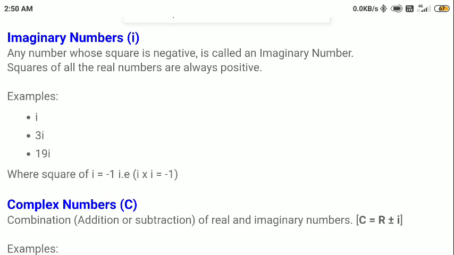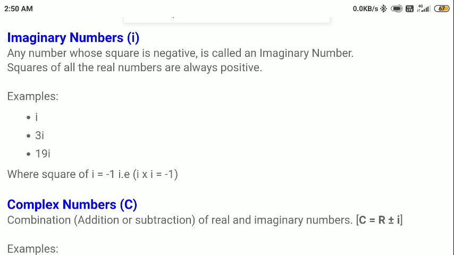The square of a real number cannot be negative. But for an imaginary number, if we take the square, we get a negative number. So that is how they are complementary to real numbers. In real numbers, the square of any real number is positive. Here, the square of any imaginary number is negative.